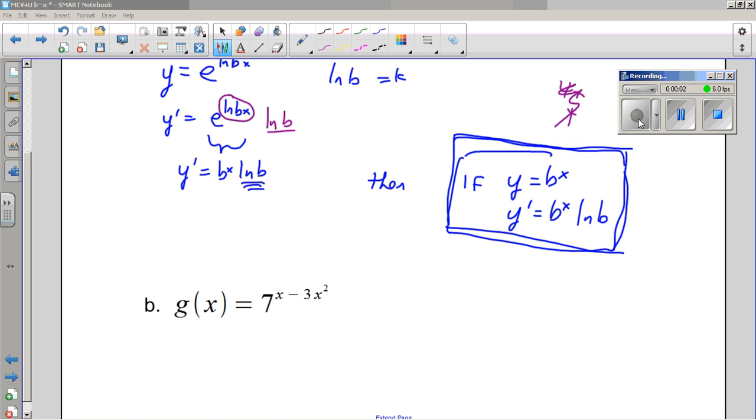Okay, here we go for part two. We want to take the derivative of this thing. This is a big old chain rule, right? We've got g at x equals 7 to some function involving x. And so we're going to need the chain rule.